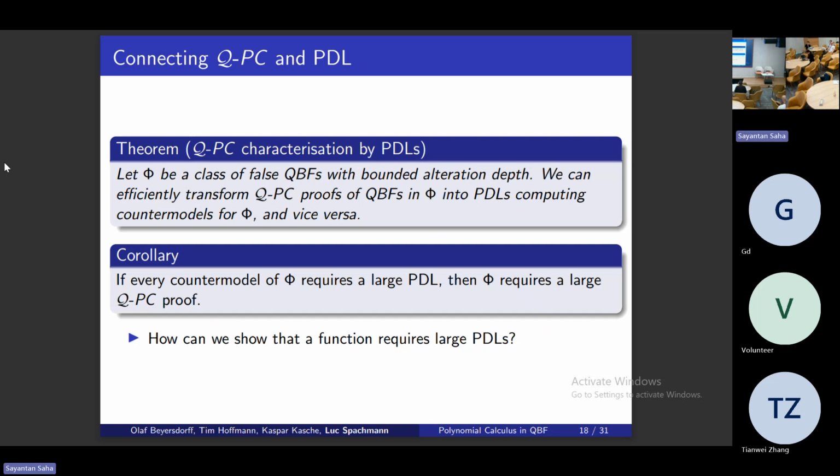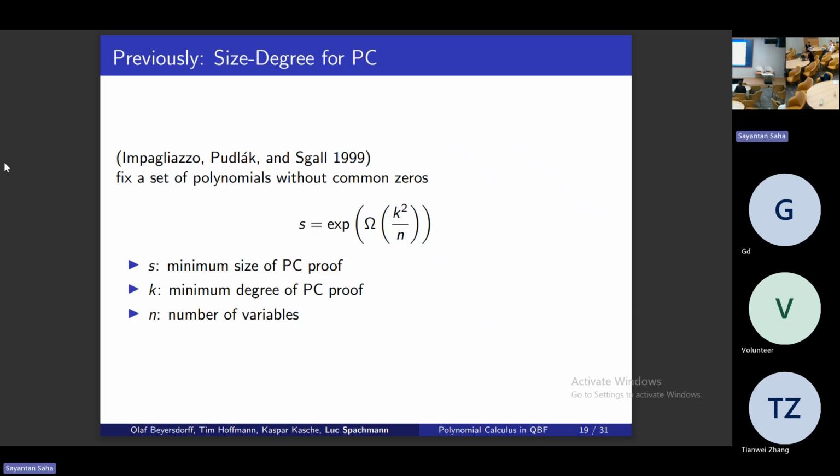So, okay, we have this corollary. If the countermodel requires a large PDL, then it requires a large PC proof, but that's more or less what's in the theorem. What remains to be shown is, well, this characterization is nice and all, but we need lower bounds for the PDL. And for this, we use another technique that's really known in the propositional case. It's a size-degree technique.